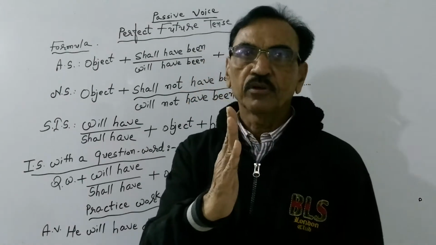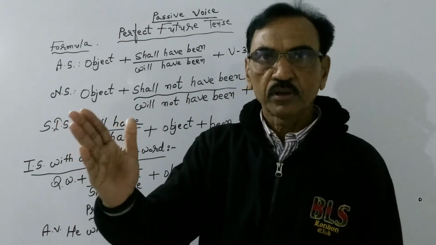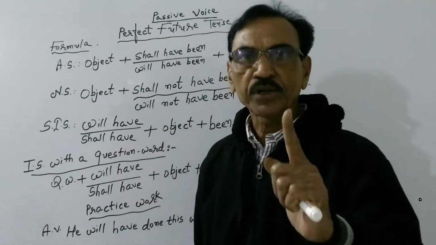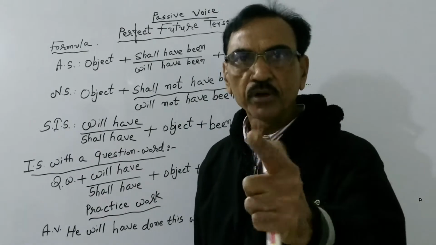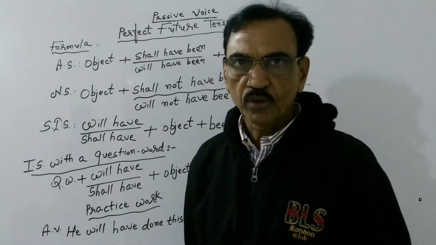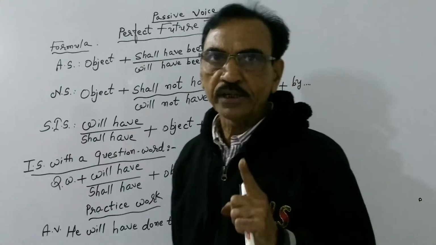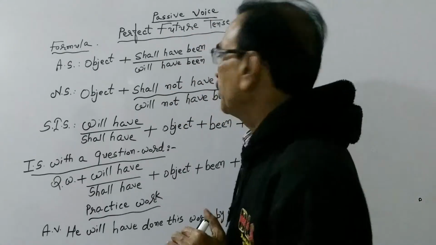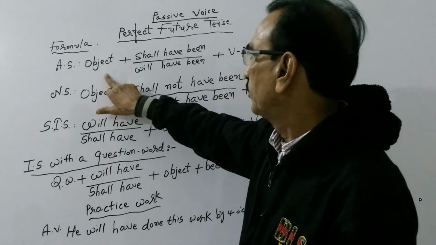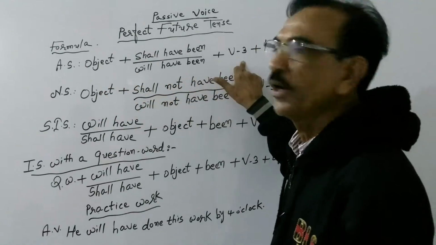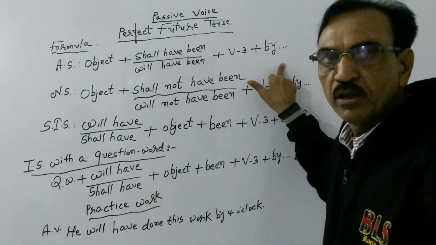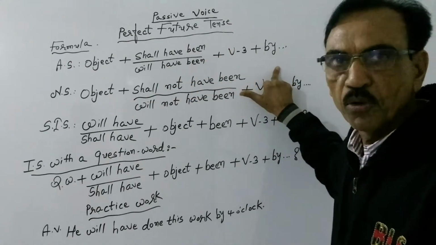Rikhil will have completed this work by 5 o'clock tomorrow. I am repeating the sentence. Rikhil will have completed this work by 5 o'clock tomorrow. Now, in that sentence, this work is an object. So, this work will have been completed. This work will have been completed by Rikhil by 5 o'clock tomorrow.